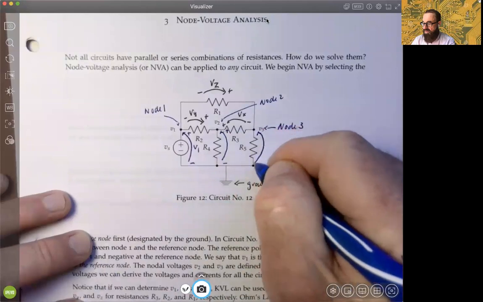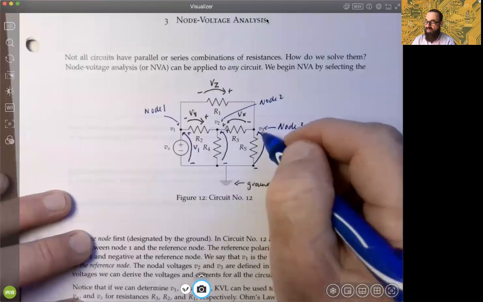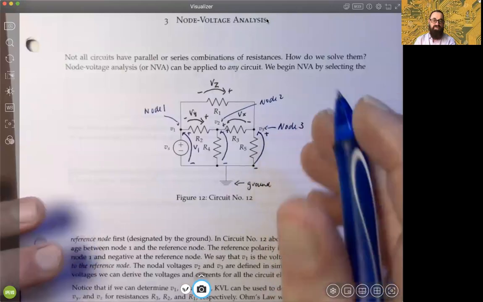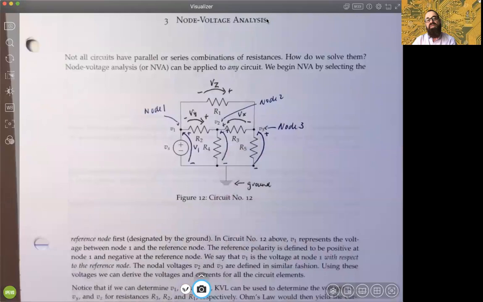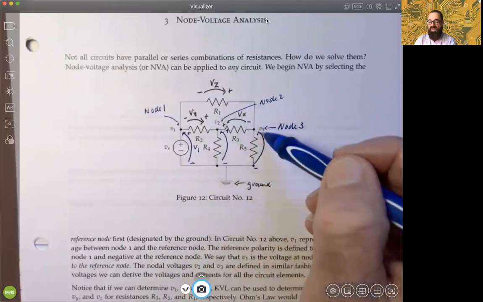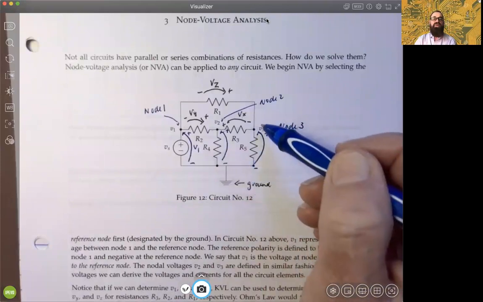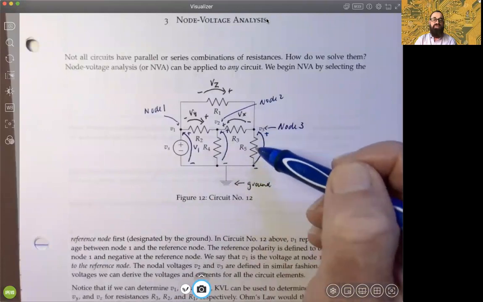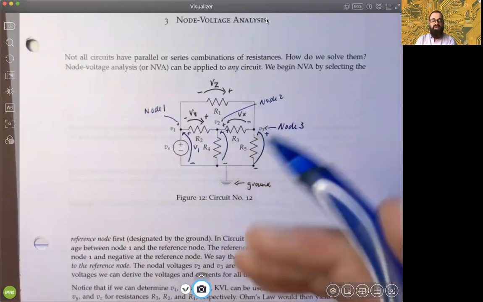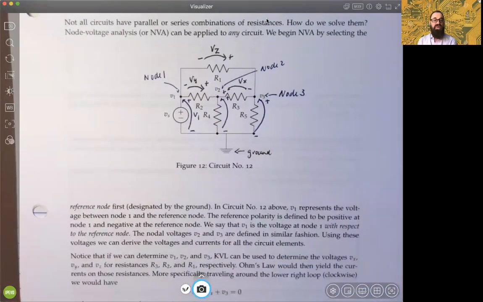Okay, so we're drawing it with reference to the direction here, from the reference node to the node. So it's from the reference node to the node voltage. But if we're thinking about traversing loops, if you come into the positive here, so you're coming into the node here, it's positive. If you're coming from the reference node up through the circuit, in this case up through this resistance, it would be negative, okay? All right, so using these voltages, we can derive voltages and currents for all the circuit elements, right?